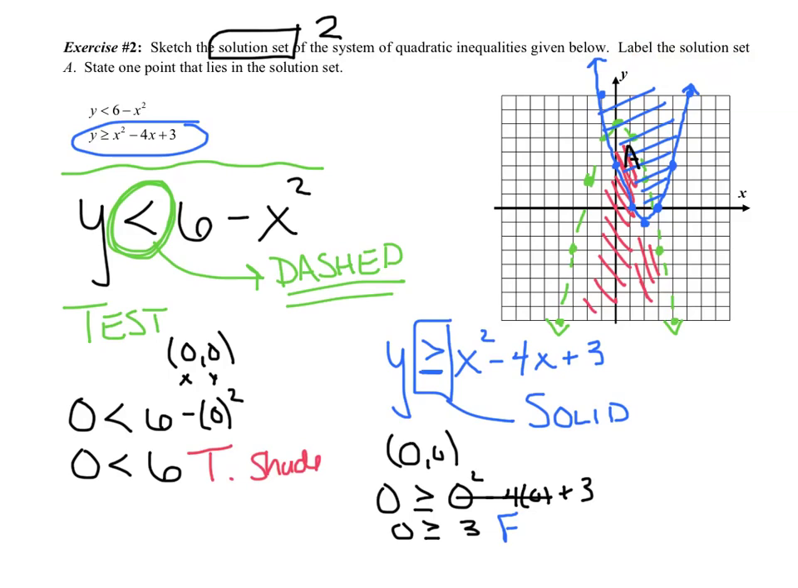And then state one point that lies in the solution. So pick an obvious point. I'm going to say if I go over 1 and up 1, 2, 3, that is very obviously in the solution. So I'm going to go with 1, 3. And there you go. We've graphed a system of inequalities.